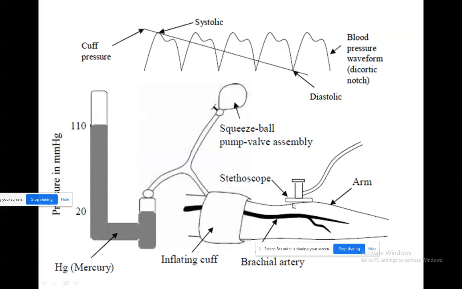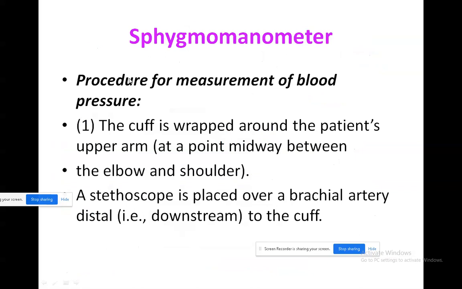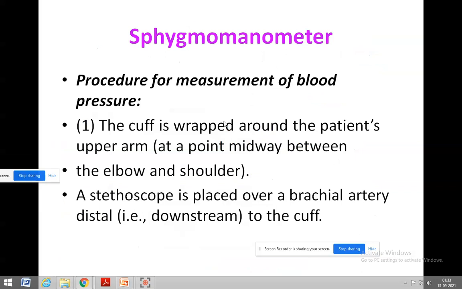Sometimes the doctor may check through the stethoscope. So the procedure for measurement of blood pressure is given here. First point, the cuff is wrapped around the patient's upper arm, at the point midway between the elbow and shoulder. The stethoscope is placed over the brachial artery distal, that is below the elbow.